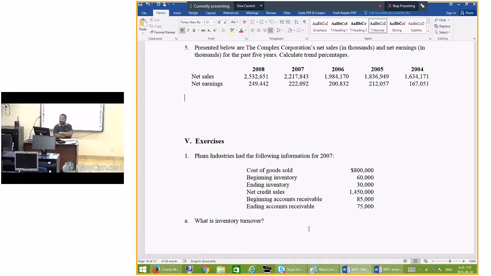Cost of goods sold is 800,000. Average stock: opening stock 60,000, ending stock 30,000, then average stock is 45,000. 800,000 divided by 45,000 is the inventory turnover. Inventory turnover is approximately 17.